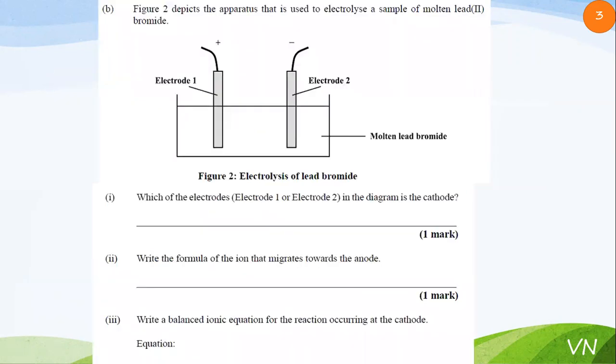Part B of the question. It tells us here that the figure depicts the apparatus that is used to electrolyze a sample of molten lead-2 bromide. It asks you a simple question. Which of the electrodes, electrode 1 or electrode 2, is the cathode? So that's a simple question, right? And we just talked that through. You're supposed to be able to answer that quickly. So that is going to be electrode 2, right? So you're correct there.